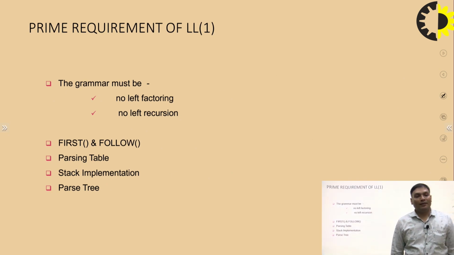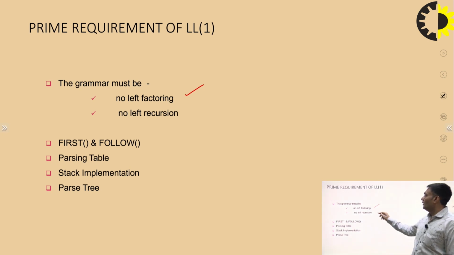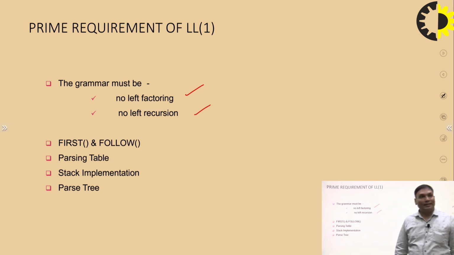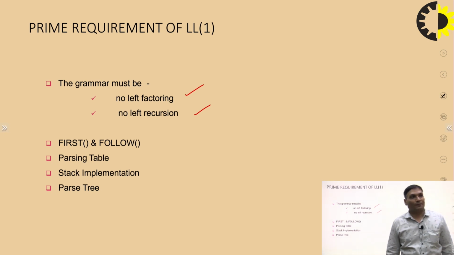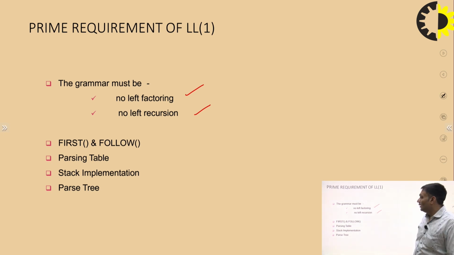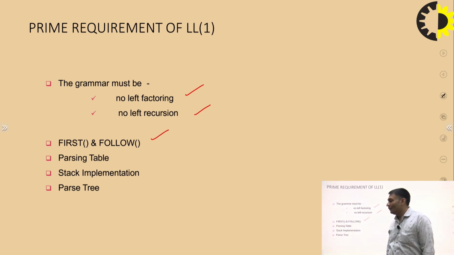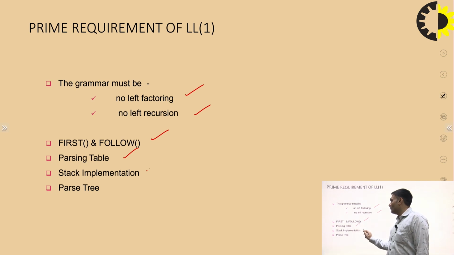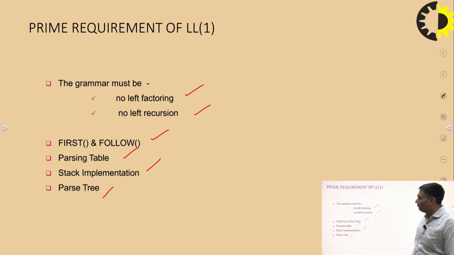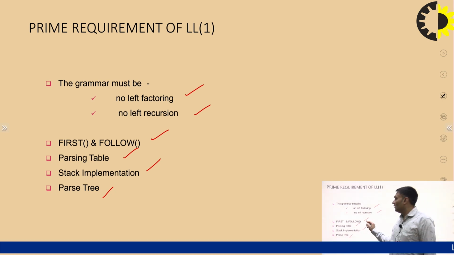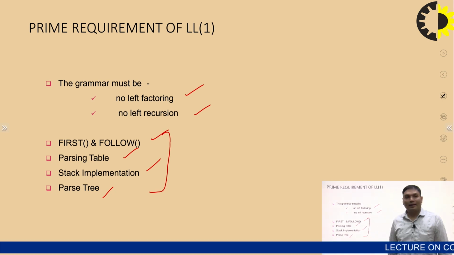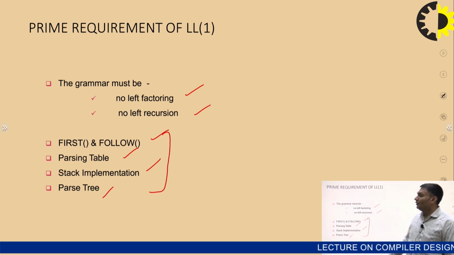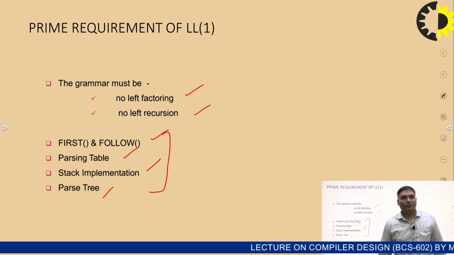So the primary requirement of an LL1 parser is that there should be no left factoring and no left recursion present in the grammar. Second important thing, we should know how to calculate first and follow of a given grammar. Then we will construct the parsing table, then we will do the stack implementation, and then we will generate the parse tree. So these four things are what we will process to solve the question of LL1 parser.